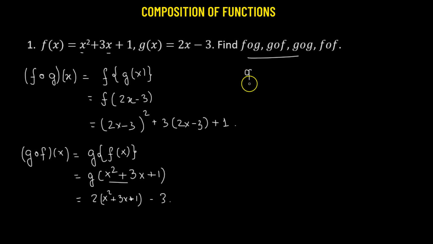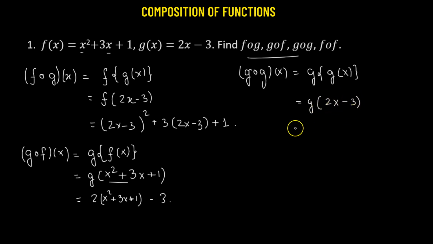Then we find g of g of x. So g of x is 2x minus 3. Now we'll take the original g of x, which is 2x minus 3, and in place of x, we replace it with 2x minus 3. So this is the composition g of g of x.